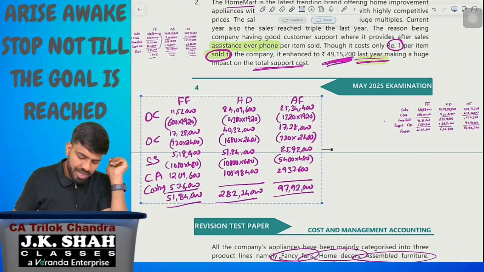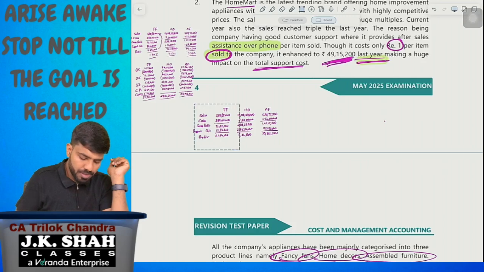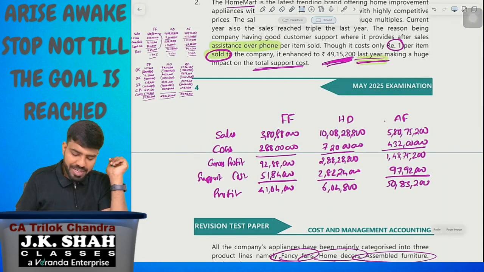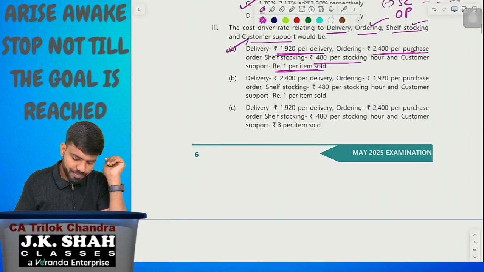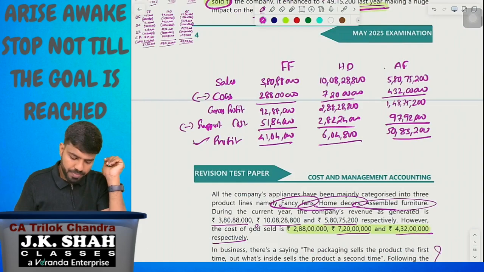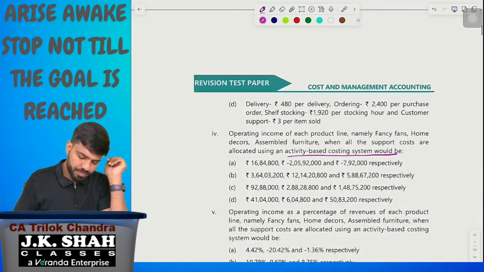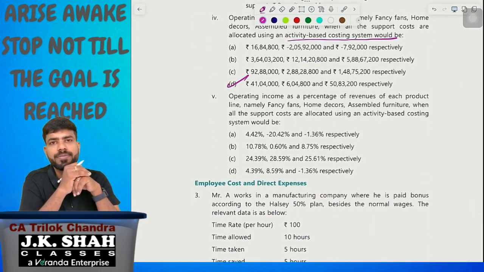Once we calculate this cost, we need to calculate operating income. How to calculate operating income? Look at this calculation. First I take sales minus cost of goods sold, we get gross profit, minus support cost, we'll be getting operating profit. This is the answer. What are they asking ultimately? They're directly asking the values. What are the values? 41 lakh 4,000, 6 lakh 4,800, 50 lakh 83,200. Here it is. Answer is D. Are you understanding?